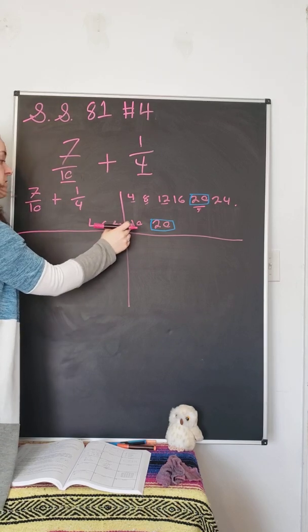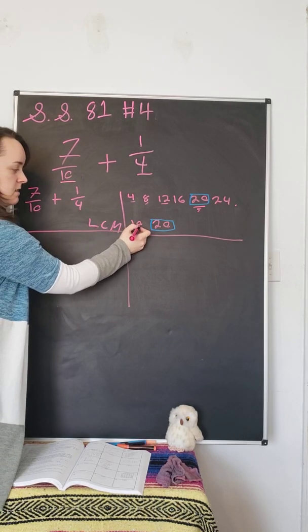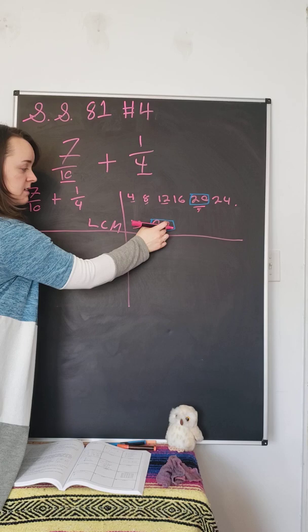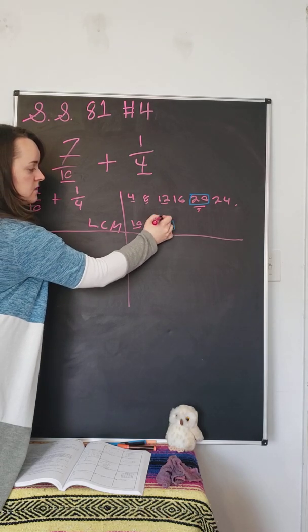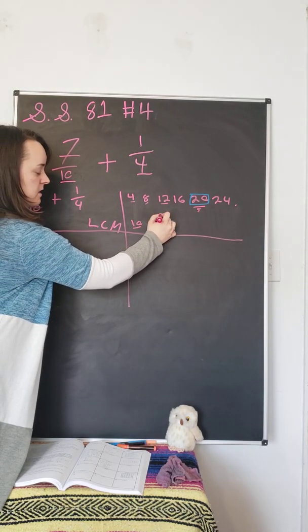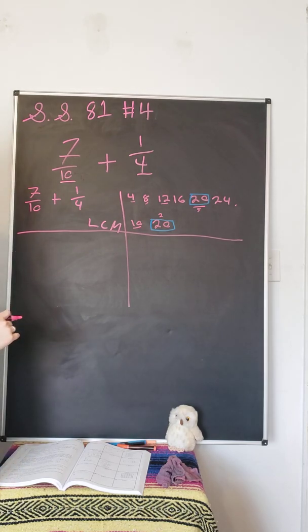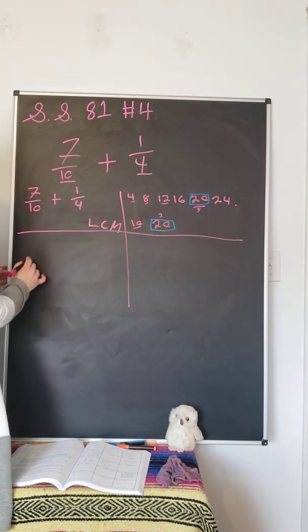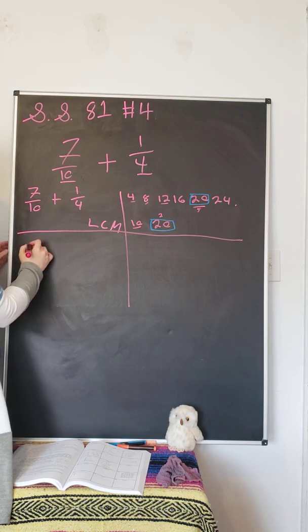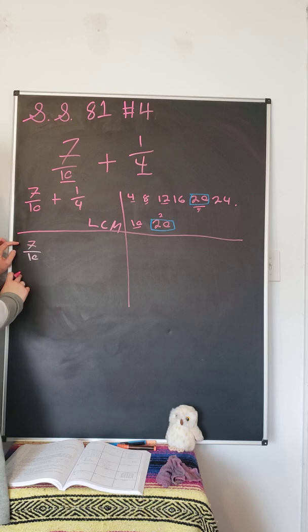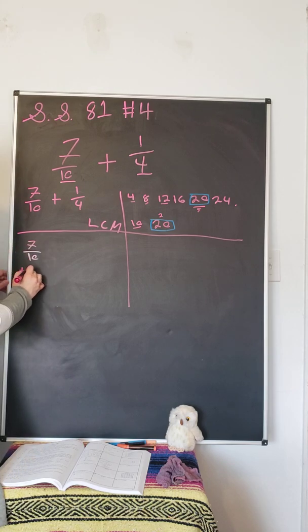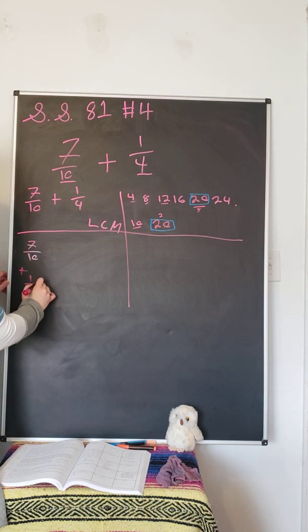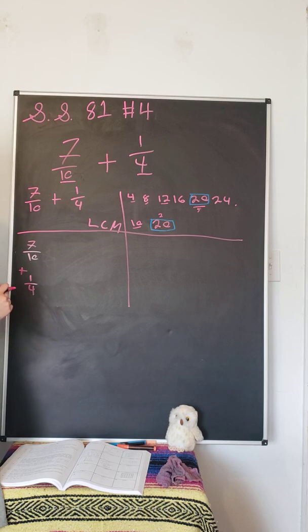And the same goes here. So 10 times 1 is 10, and 10 times 2 is 20. So this is our 2nd place right here, and I'm going to put 2 right there. And this will come in handy here in a second. So I'm going to rewrite this problem into something that you guys are probably familiar with. So I'm going to put 7/10 plus 1/4, and I'm going to change my denominators.